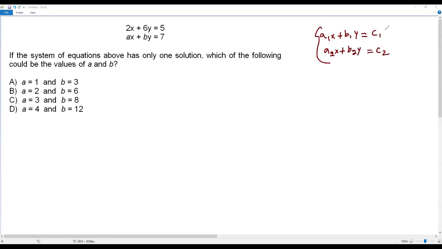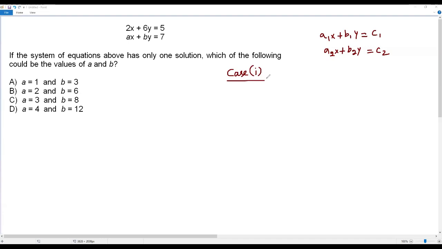So here in the given system of two linear equations, each equation is in standard form. Standard form means having the x term and y term on the left side of the equation and constant on the right side. In both the equations, I have both x term and y term on the left side and constant on the right side. Okay, now I'm going to consider two cases over here. Let me write the first case.